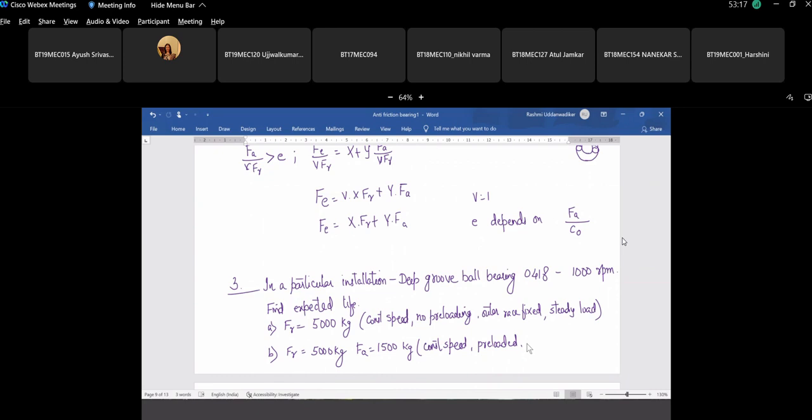Outer race and inner race both are rotating, and they are rotating in opposite directions. And it is a moderate shock load.